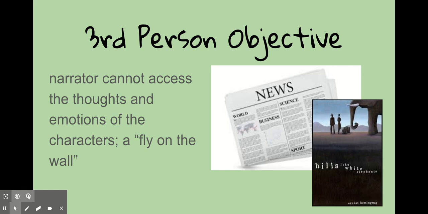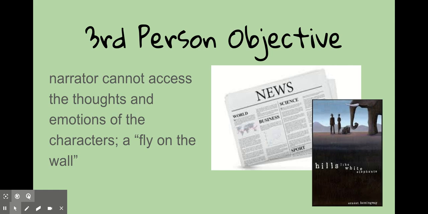It's just what was seen, what was heard, what happened, but it's impossible for a news writer to look into the heads of the people involved in the story. They have to go by what's said and done instead. There are a few stories that use this objective narration where we just get what happens. Hills Like White Elephants is an example.